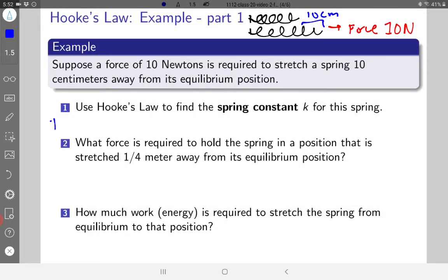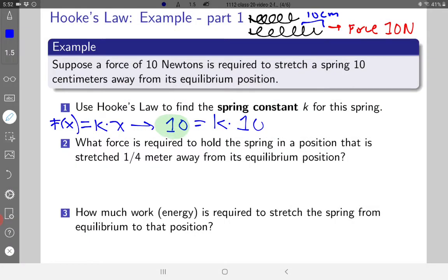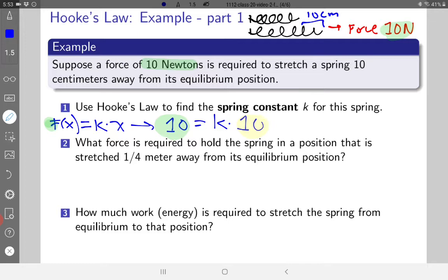Well, Hooke's law says that that force is directly proportional to some multiple of the stretching or compressing distance. And in my example, I'm going to say, well, 10 has to be equal to k times 10. And let me be careful about that because those are different 10s, so to speak. The 10 on the left is the 10 newtons, the force that I'm applying to hold the spring stretched that amount. Whereas the 10 on the right is the 10 centimeters of distance that I've stretched, the x.